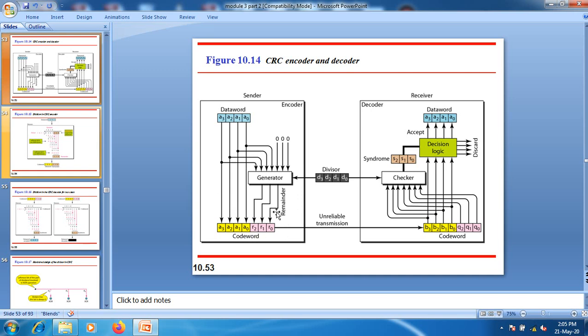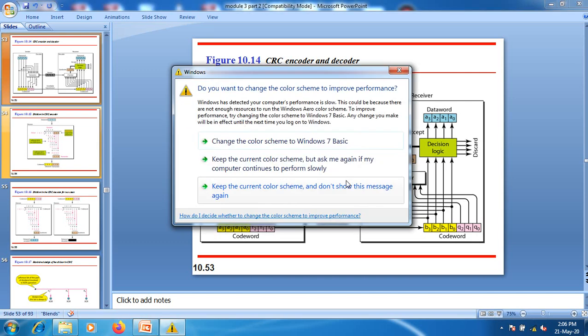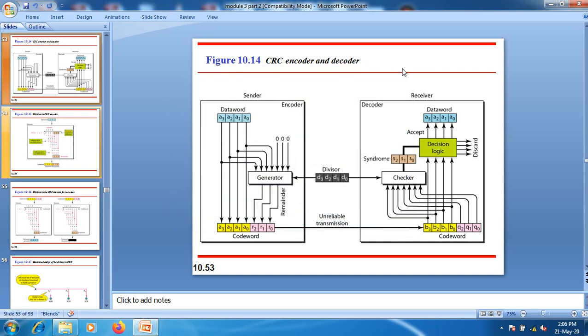Once we create the code word, we send that information to the destination. Once the destination receives that code word, it passes all these bits through the checker. The checker performs the same modulo 2 division operation and computes the syndrome here. That is the remainder at the destination side. We simply call it the syndrome.